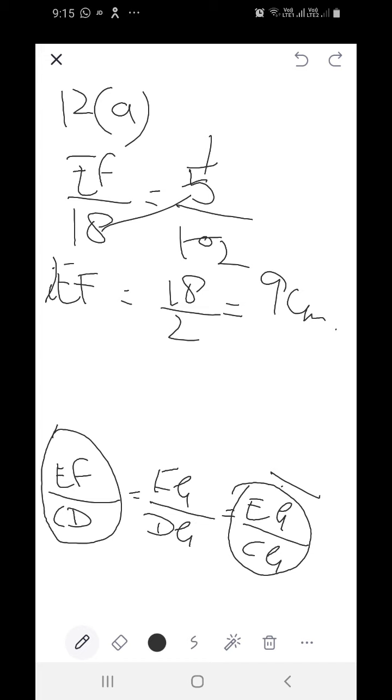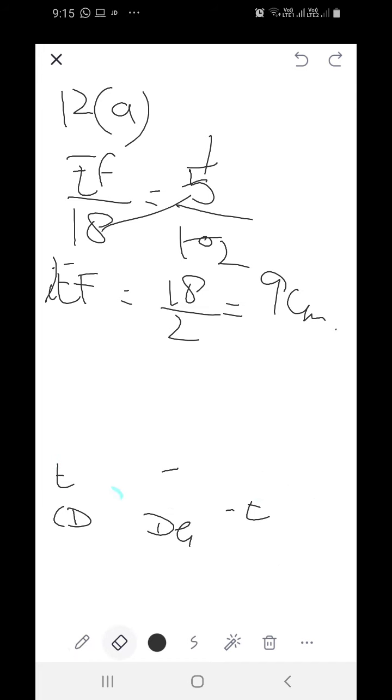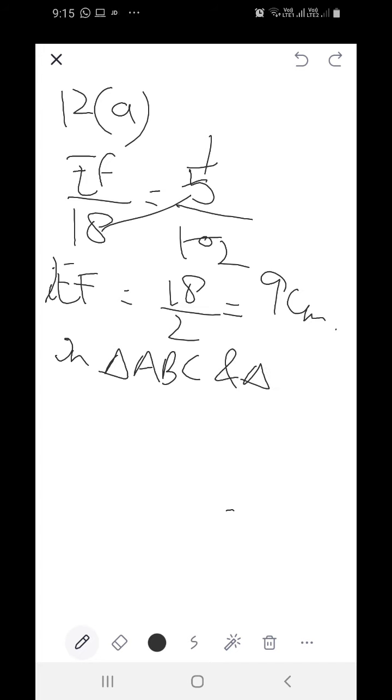Now the second part says to find AC. In order to find AC, you can see AC is one of the sides of triangle ABC. So we have to take triangle ABC, and you are going to take triangle EFC. You have to prove these two triangles again similar.